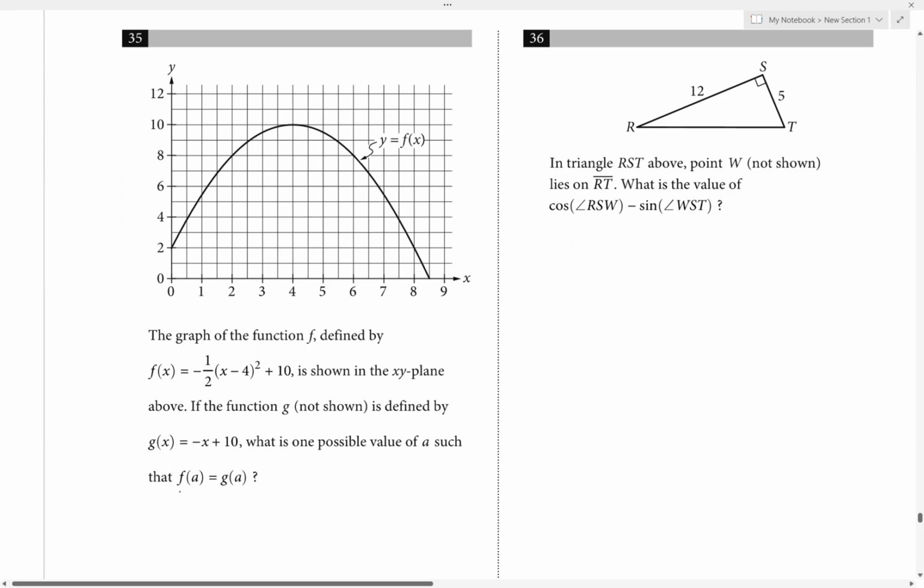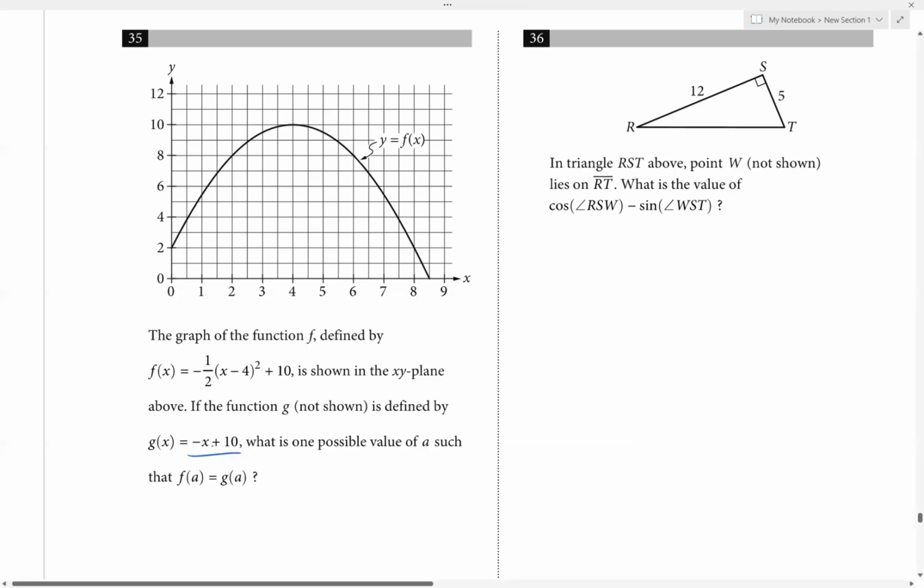So we're looking for where f of a equals g of a. So pretty much that's where the two functions are equal, right? Graphically speaking, that would be where they intersect. It's like the solution, right? Since they give us the graph already, this question is easier if you do it graphically instead of solving algebraically. So let's just try to graph this.